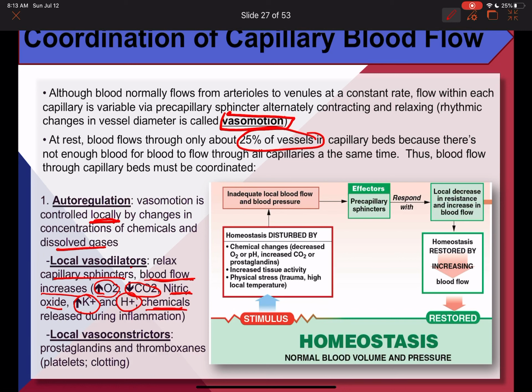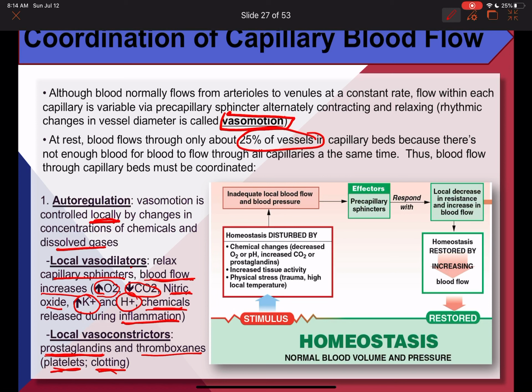There are chemicals that are also released during inflammation, which is why one of the things inflammation causes is vasodilation, okay? And local vasoconstrictors are prostaglandins and thromboxanes. We already mentioned prostaglandins in the last chapter when we were talking about blood and the effects of platelets and clotting. That's why during the clotting process there was that vascular phase where vascular spasm happens, because that in a sense is a vasoconstriction.